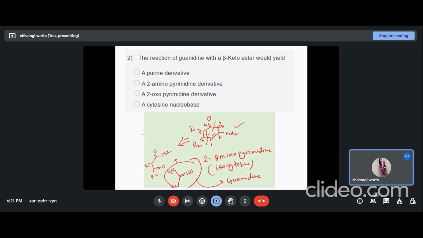So if we see the retrosynthesis, when guanidine is allowed to react with beta keto ester, then it will lead to 2-aminopyrimidine derivatives. So option B is the right option.